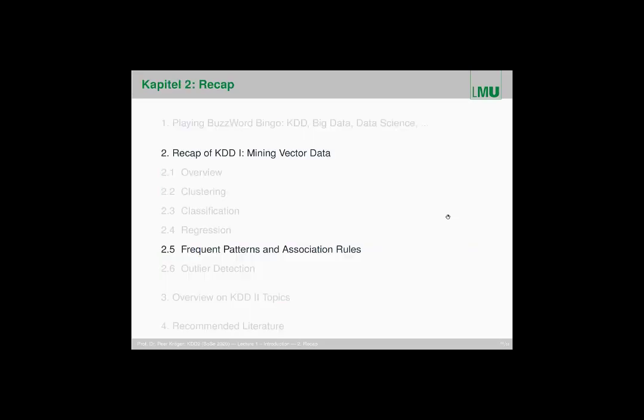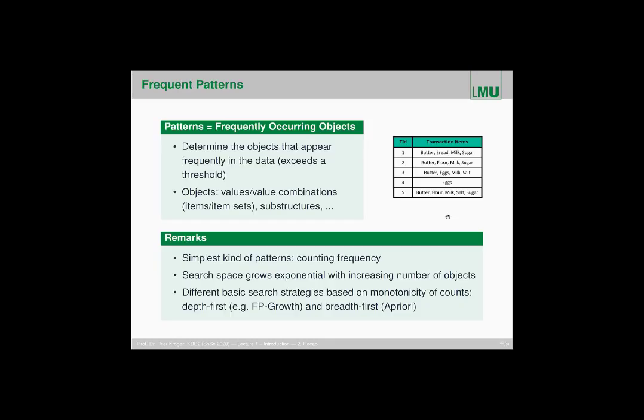Then we have frequent patterns and association rules. This is the most simple way of unsupervised learning. Again, unsupervised learning, so we don't know anything about the data, and what we want to know is which objects or which values and value combinations appear frequently in the data, for example, exceeding a given threshold. The objects we count are values or value combinations, or even substructures in graphs or something like that. We will see different instantiations of this problem here in KDD2 actually.